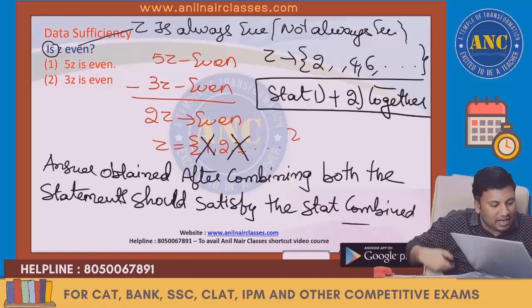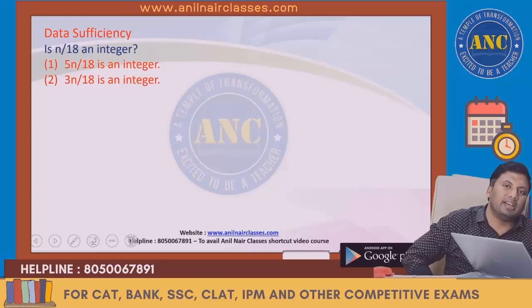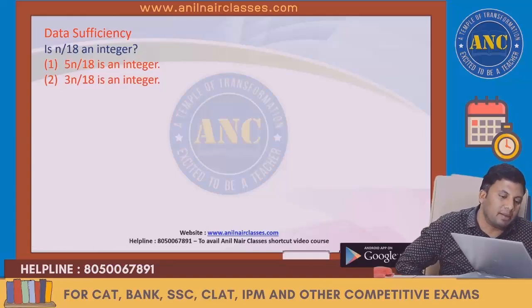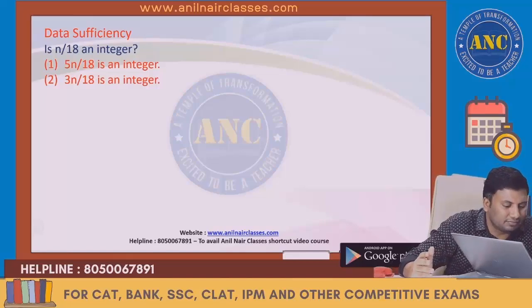Third question. Please write down the third question. Again it is a trap. Is n by 18 an integer? First I will write. Second one, let me see.